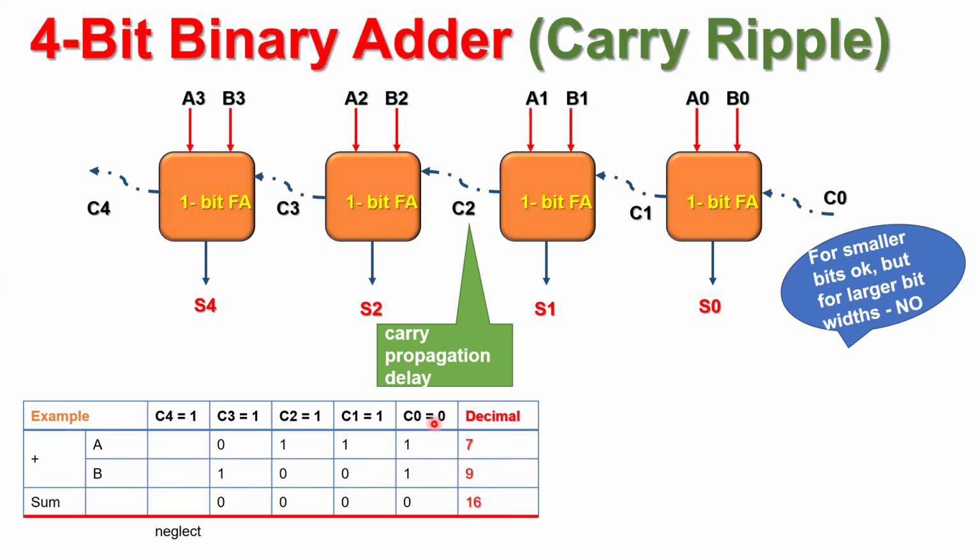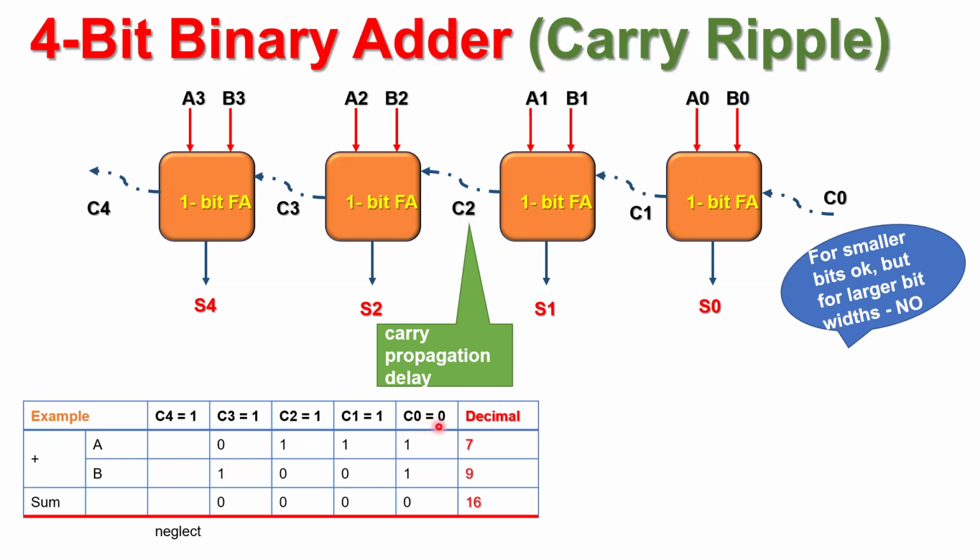So C naught is equal to 0, if we focus here, and we have to add A naught and B naught. In number A, this is A naught, the LSB, least significant bit. In number B, this is the LSB, that is B naught. So this is A naught and B naught. This is A1 and B1. This is A2, B2, and this is A3 and B3. That's what precisely we can see in the schematic. This is the MSB of number A, most significant bit. This is the MSB of number B, most significant bit.